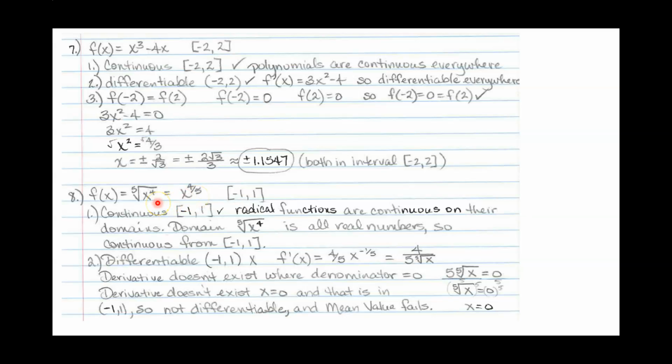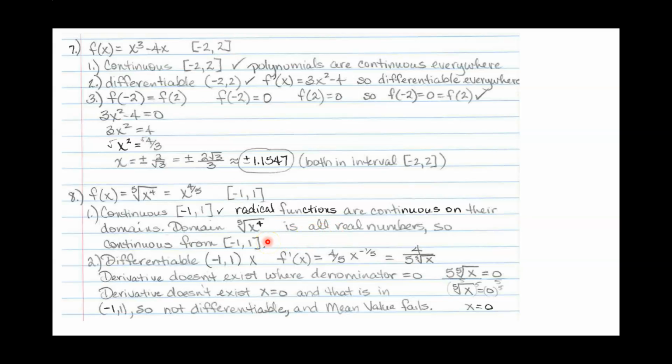And so with a radical, it's going to be continuous within its domain. You can take the 5th root of anything. You can take the 5th root of a positive number, a negative number, or 0. So radical functions are continuous on their domain, and the domain for this is all real numbers, so it's perfectly fine from negative 1 to 1.